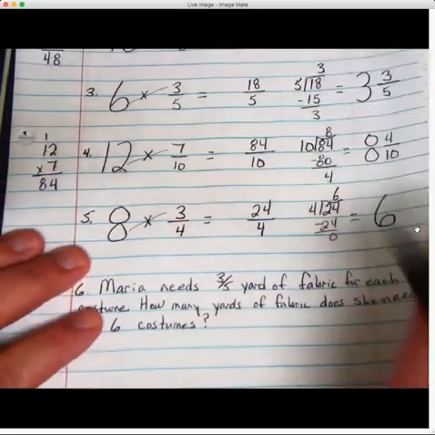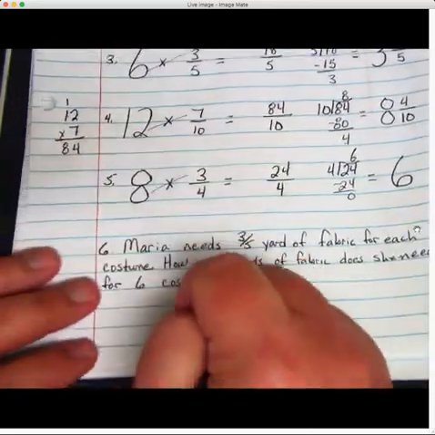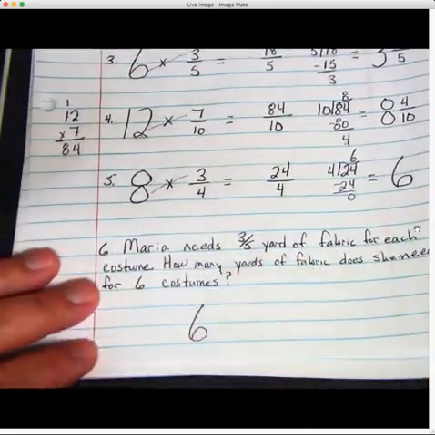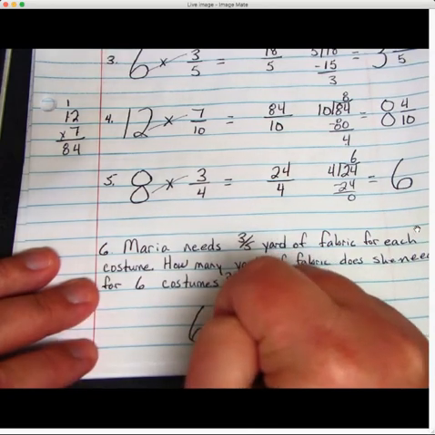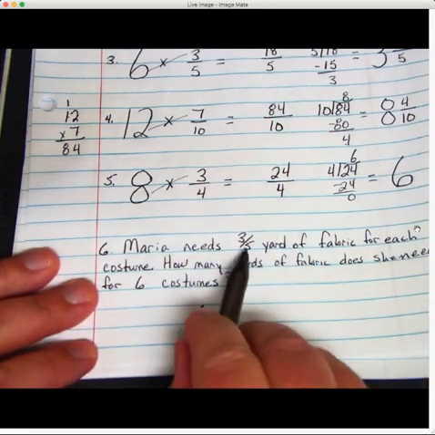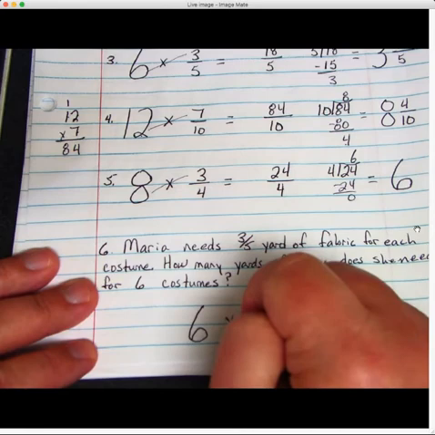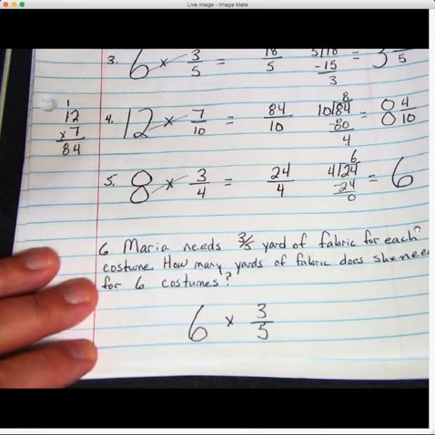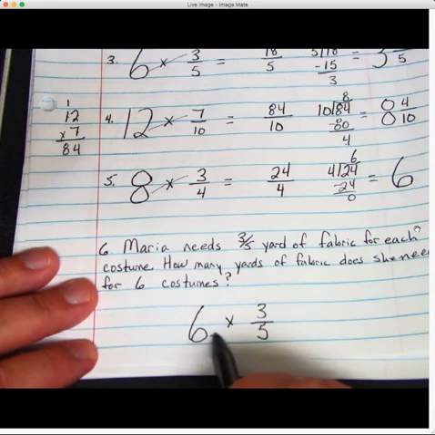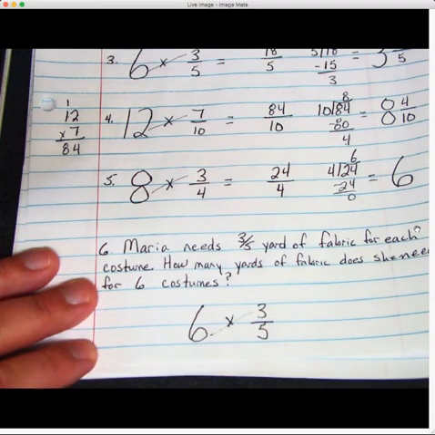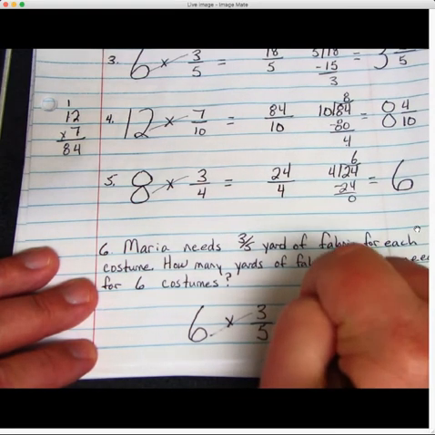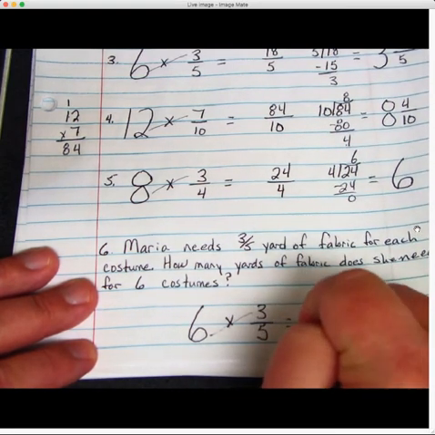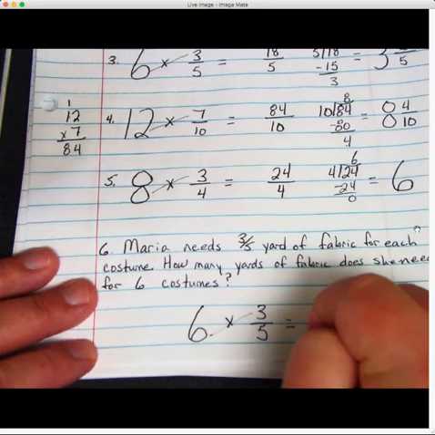Well, here's what we need to do. We need to put our 6, she's making 6 costumes, times every one of those costumes takes 3/5 of a yard of fabric. So we need to multiply it times 3/5 a yard of fabric. We're going to do it the same way. Remember, we only multiply times the numerator. So 6 times 3 is 18 fifths. She needs 18 fifths yards of fabric.